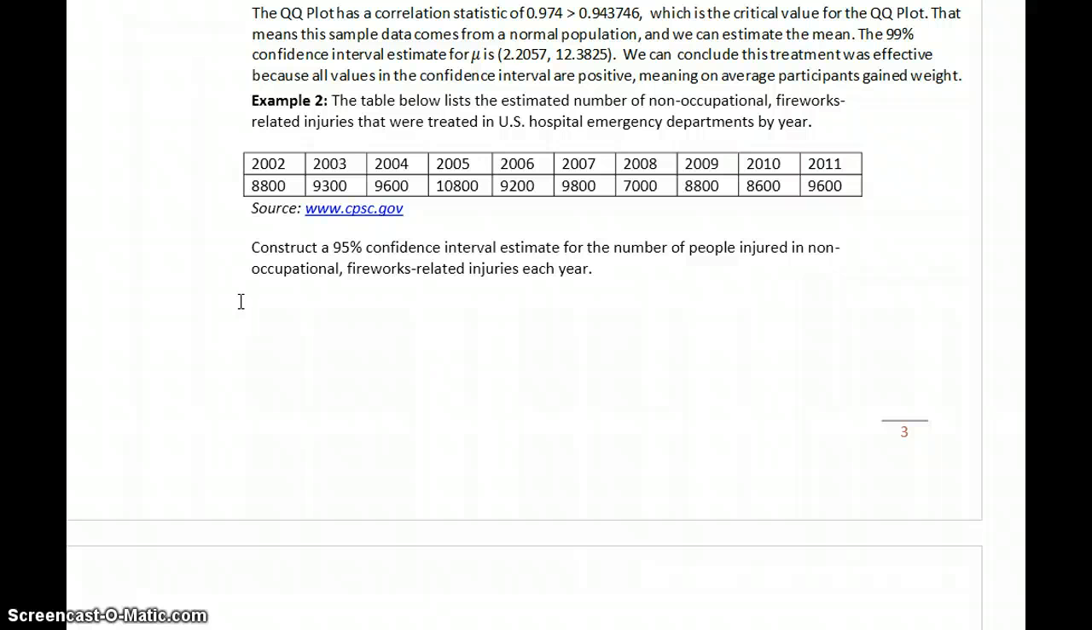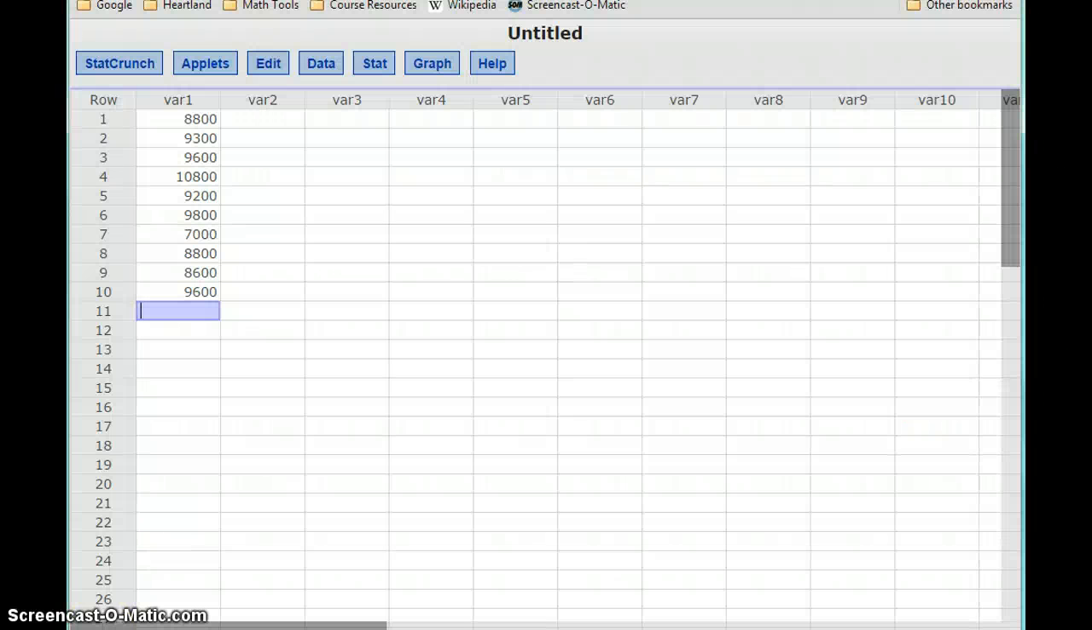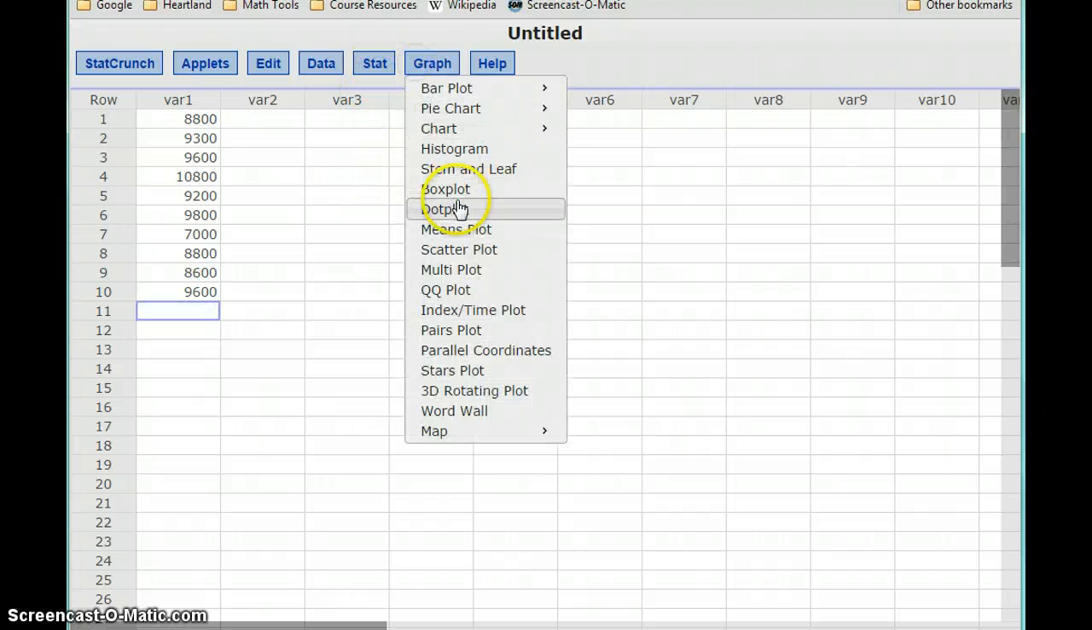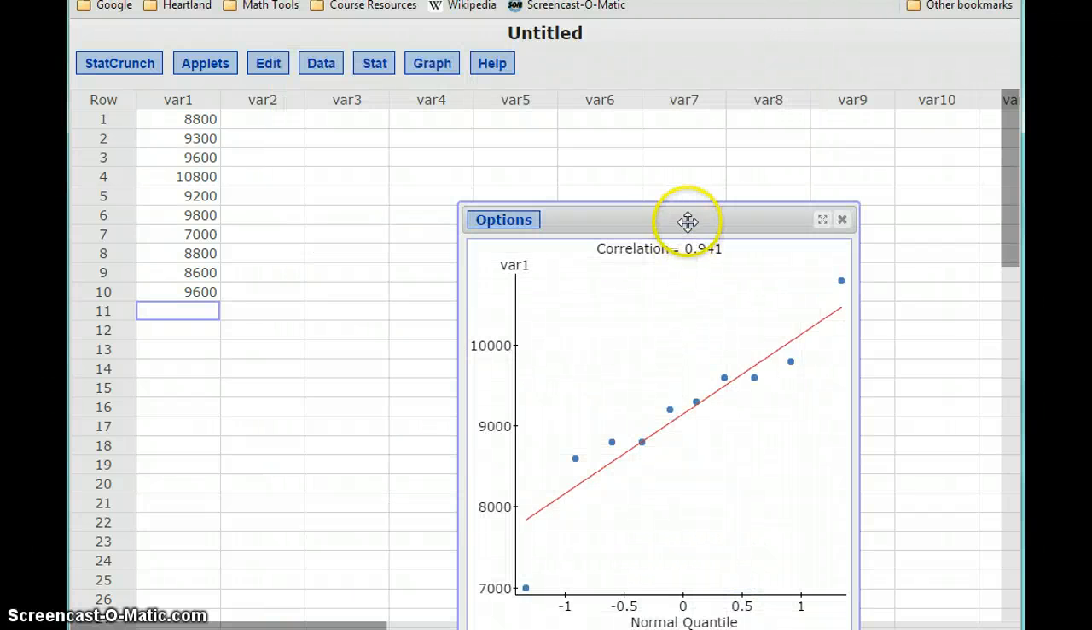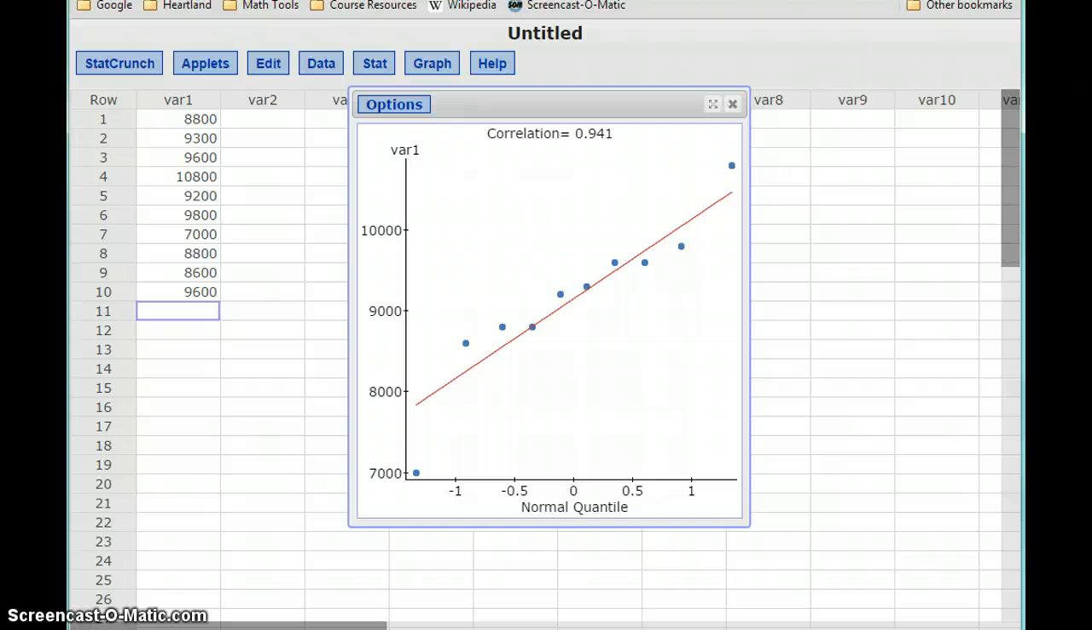In example 2, we have the estimated number of non-occupational fireworks related injuries that were treated in U.S. hospital emergency departments by different years. We want a 95% confidence interval estimate for the number of people injured in non-occupational fireworks related injuries each year. Again, our sample size is too small. We have less than 25 data values. So we'll construct a QQ plot with the correlation statistic. And then we'll calculate our critical value.